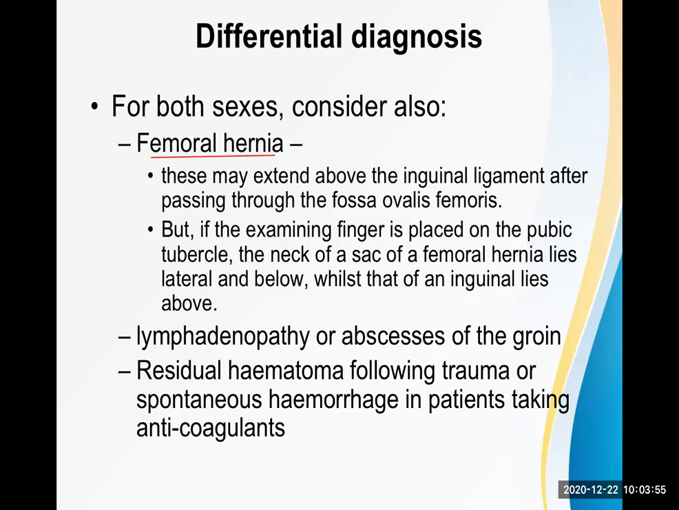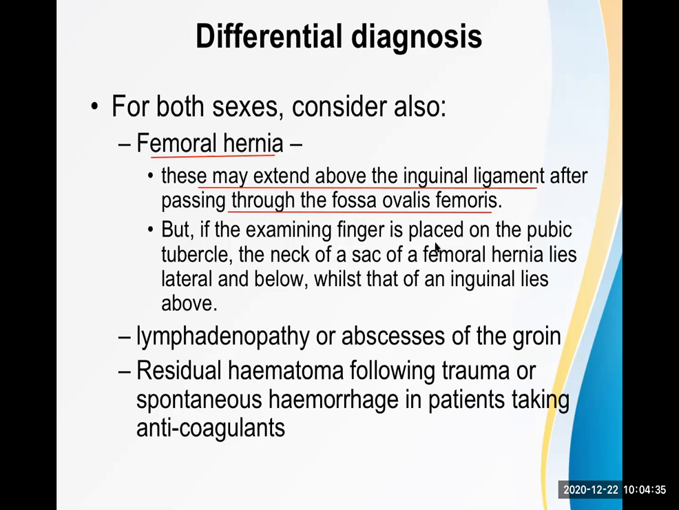Now let's come back to our slide here. See this, clinically, how we know. Femoral hernia may extend above the inguinal ligament after passing through the fossa ovalis femoris. This fossa ovalis femoris is also known as the saphenous opening, and this saphenous opening is the opening for the long saphenous vein, which drains into the femoral vein. So there is one other opening there. Through that opening, the femoral hernia may come out and again ascend up if it's a big one.